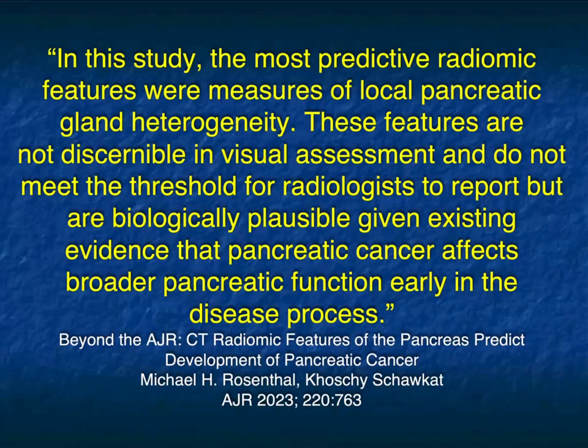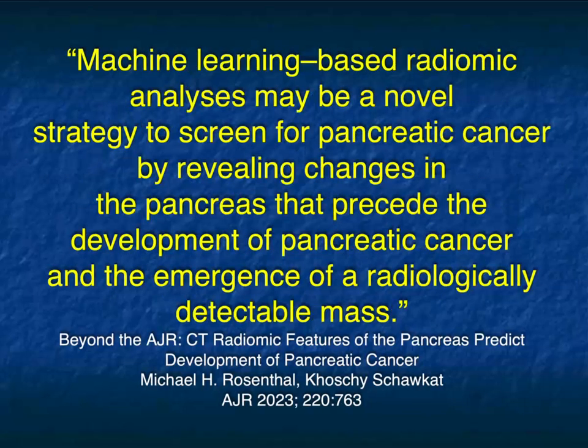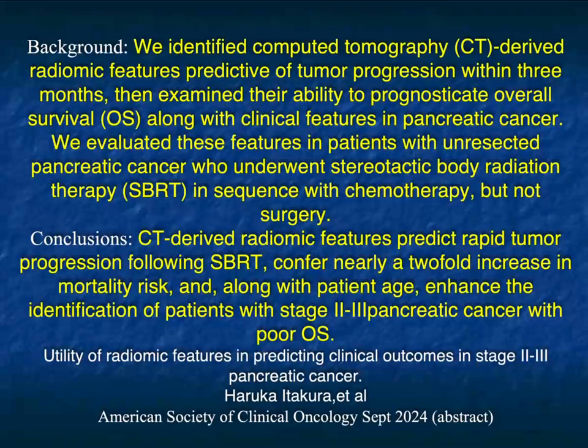Think about it. In a review of that article, Michael Rosenthal made the point, these features are not discernible in visual assessment and do not meet the threshold for radiologists to report, but are biologically plausible given existing evidence that pancreatic cancer affects broader pancreatic function early in the disease process, and that machine learning-based radiomic analysis may be a novel strategy to screen for pancreatic cancer by revealing changes in the pancreas that precede the development of pancreatic cancer and the emergence of a radiological detectable mass. So this becomes very, very important.